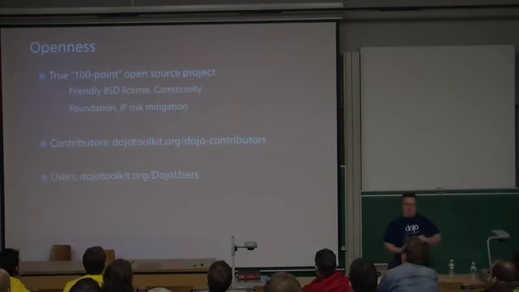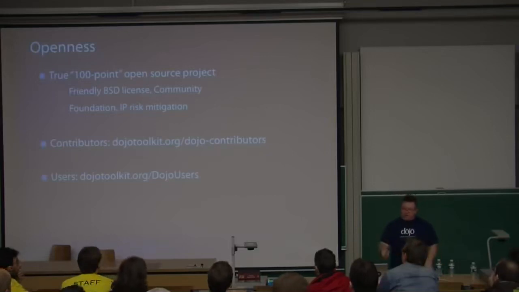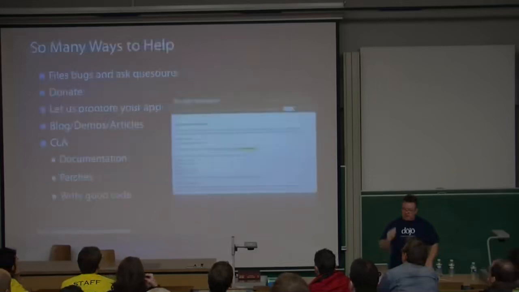Openness. Dojo is a true 100-point open source project, as I believe MooTools is as well, but I would have to verify that. Basically, it's the definition Dion Almaer of Ajaxian came up with, which is basically like, not only is it open, but is it open for me to use? Can I be involved as a contributor, or does one company own the rights to who can contribute? That sort of thing. Lots of people use Dojo, obviously.